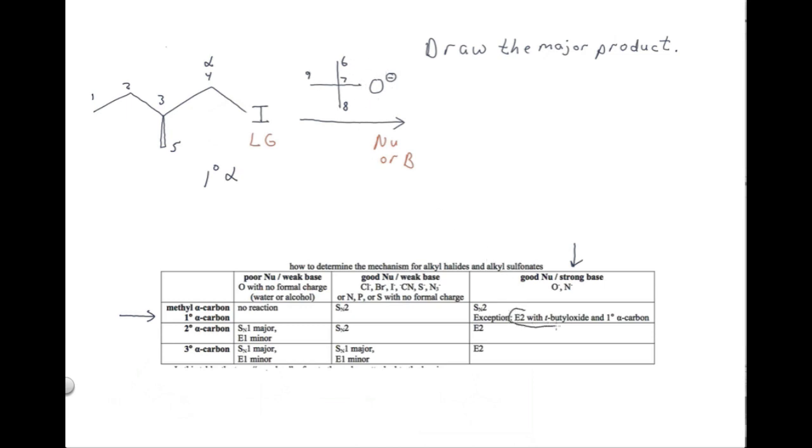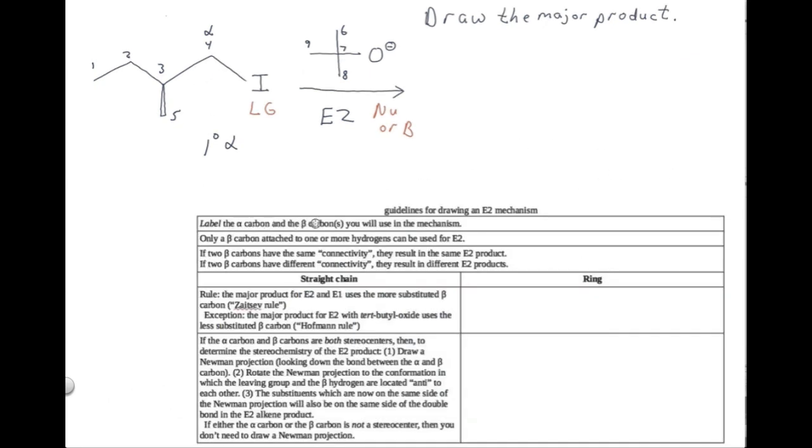So here we're going to have an E2 reaction because we are using tert-butyl oxide and a primary alpha carbon. We know that you need to watch out for tert-butyl oxide because sometimes using tert-butyl oxide can affect the result of the reaction. Write down that this is going to be an E2 mechanism based on the table.